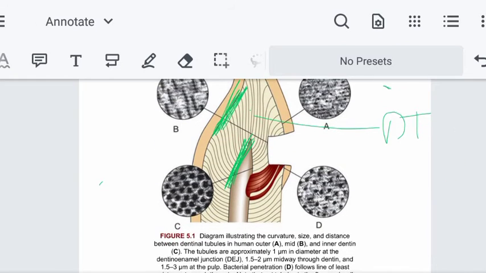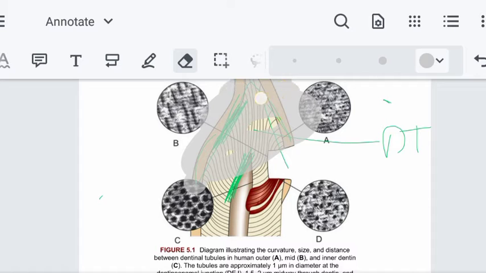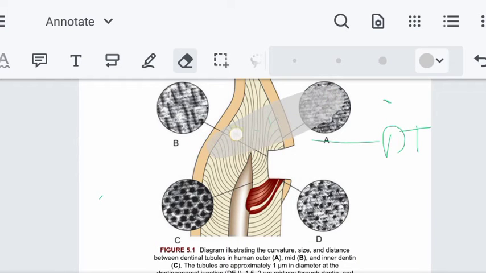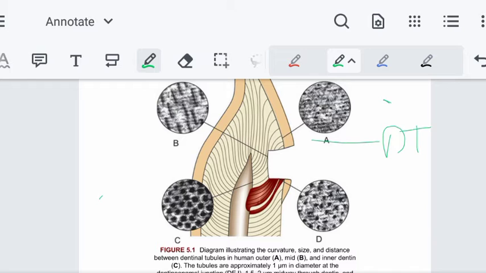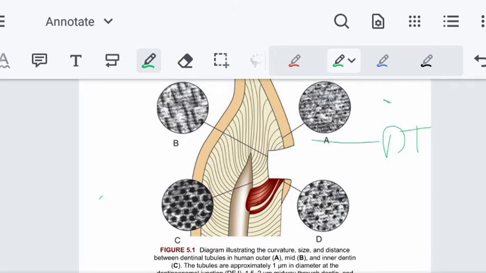Here is the dentino-enamel junction. Okay, I'll show you properly. See here, this is the dentino-enamel junction, separating dentin and enamel.